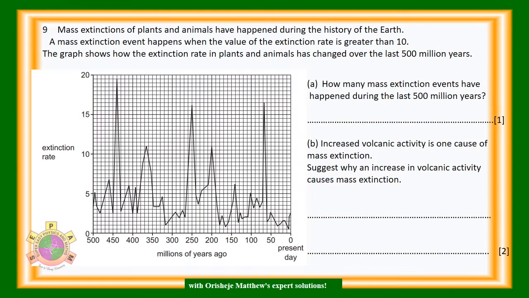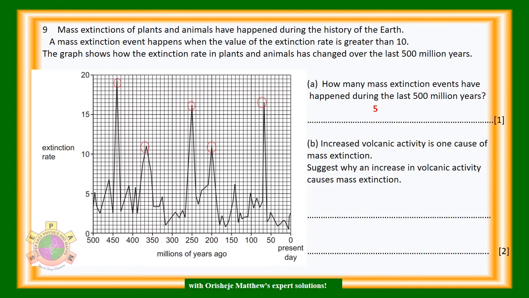Question 9. Mass extinctions of plants and animals have happened during the history of the Earth. A mass extinction event happens when the value of the extinction rate is greater than 10. The graph shows how the extinction rate in plants and animals has changed over the last 500 million years. Question 9a. How many mass extinction events have happened during the last 500 million years? There are 5 mass extinction events in the 500 million years.